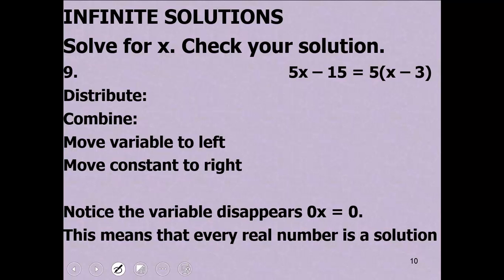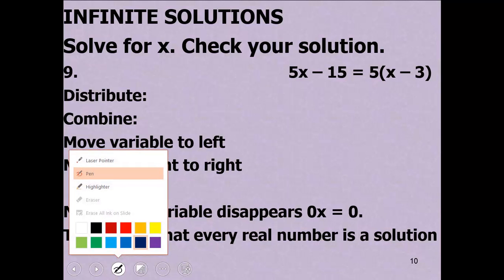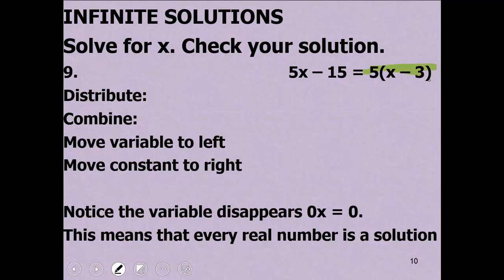Okay, infinite solution. All right. You approach the problem the same. When you end up with a certain thing and you can't go any further, I'm going to describe the certain thing. This is when you know you have infinite solutions. So go about your business solving just like you would. I see a grouping symbol, so that means I have to distribute, right? So I get 5x minus 15 is equal to 5x minus 15, right?